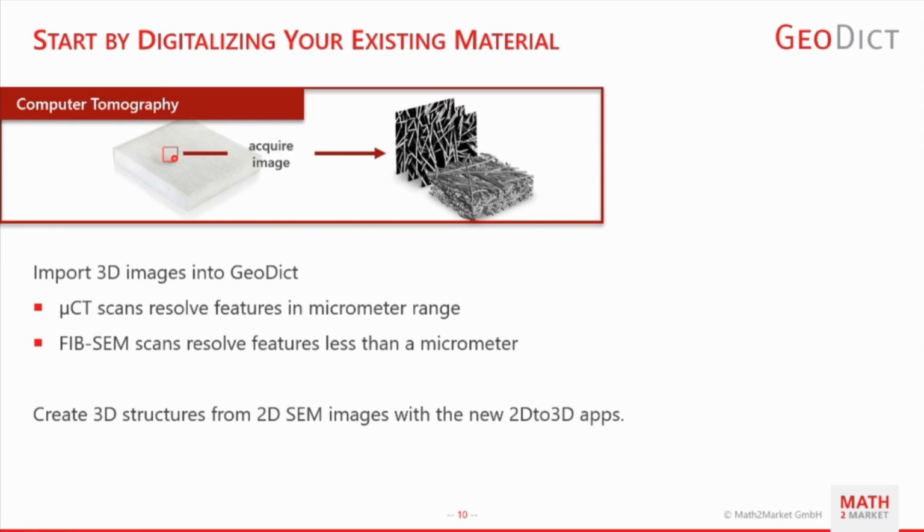The most straightforward is to make a CT or micro CT scan and then to import the 3D data. And I will show live now in the next minutes how you can import this in GeoDict. This only works for structures with features in the micrometer range. Smaller features cannot be resolved with this technology. So this is possible with FibSEM scans, and you can import them into GeoDict too. And for certain type of structures, it's also possible to generate 3D models from just 2D images. But this is a new app in GeoDict, and this will be the topic of another online seminar later this year.